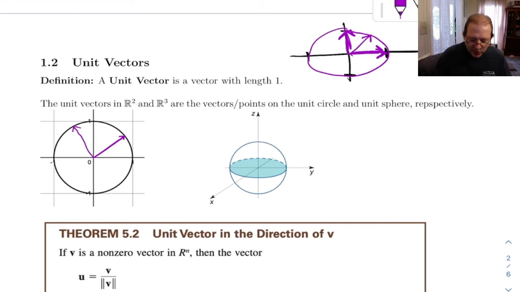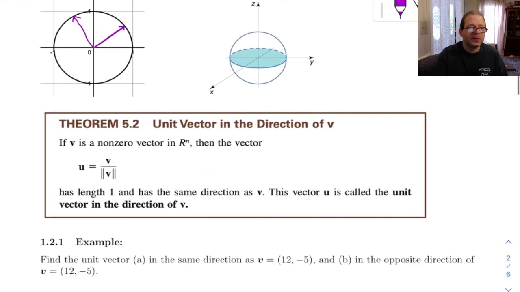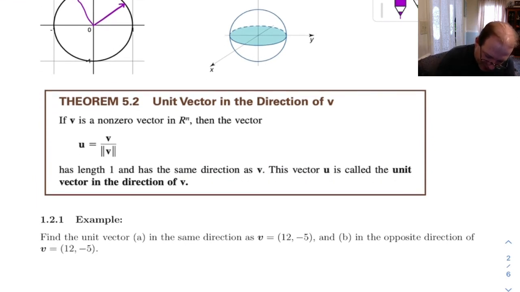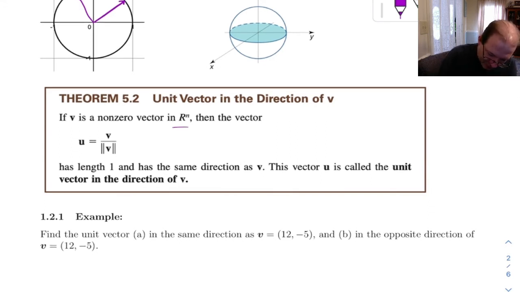So one question people ask a lot of the time is, here's a vector, find a unit vector that's in the same direction. And the way you do that is you just take the vector and you divide it by the length of itself. So right here it says, if v is a non-zero vector, then the unit vector you get by doing v divided by its length has length 1 and is in the same direction. And I'll go ahead and mention up here, negative u is a unit vector in the opposite direction.